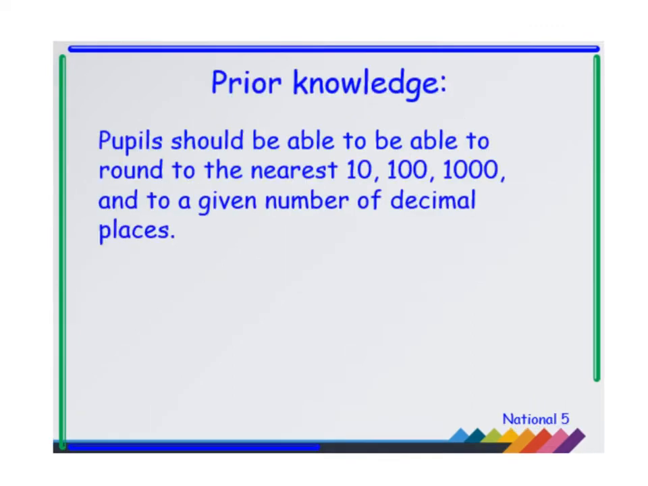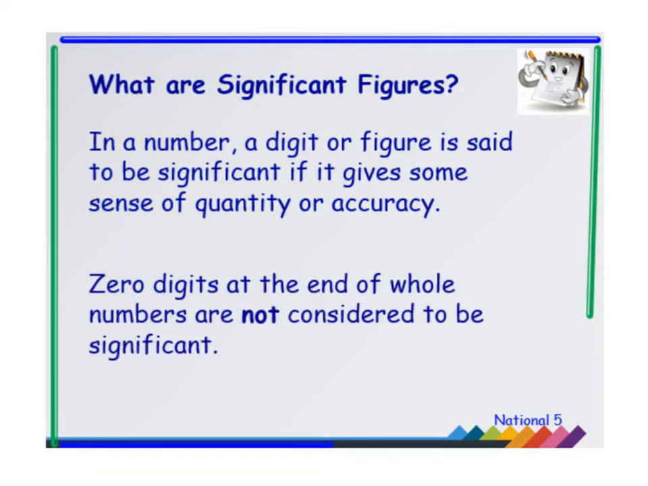So prior knowledge is pupils should already be able to round to the nearest 10, 100, 1000 and to any given number of decimal places. The usual laws of rounding apply here: a 5 and above we round up, a 4 and below we leave alone. So what are significant figures? Think of the word significant.